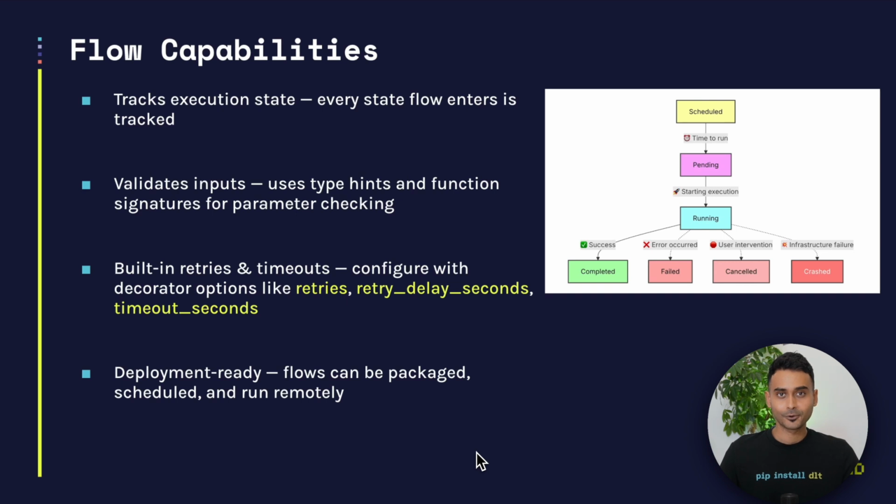Let's look at some of a flow's capabilities. It can track execution state. The graph above me represents a single invocation of a flow run. Each flow run has its own state lifecycle. You can use type hints to validate inputs to your flow function. Flow also has built-in retries and timeouts which you can configure using various parameters. And lastly, flows can be packaged, scheduled, and run remotely with minimal effort.